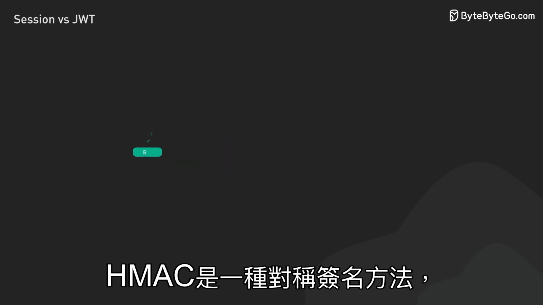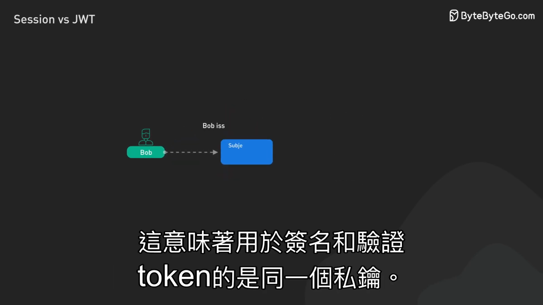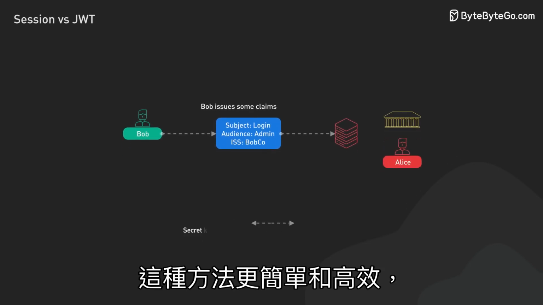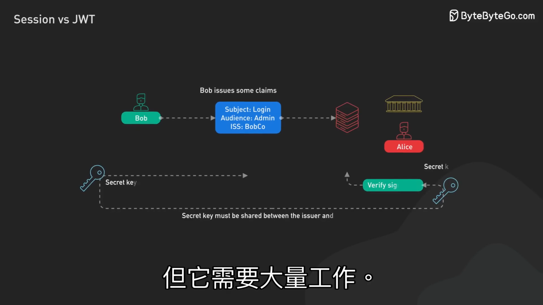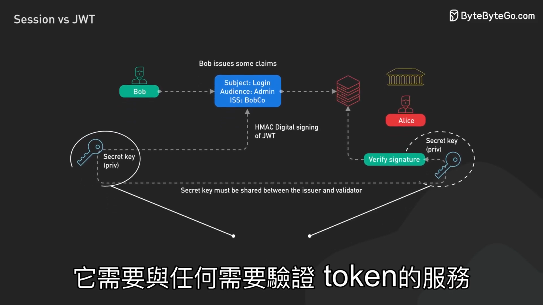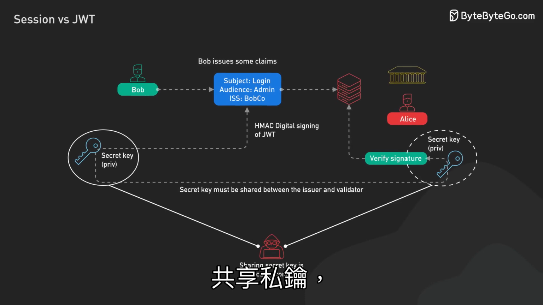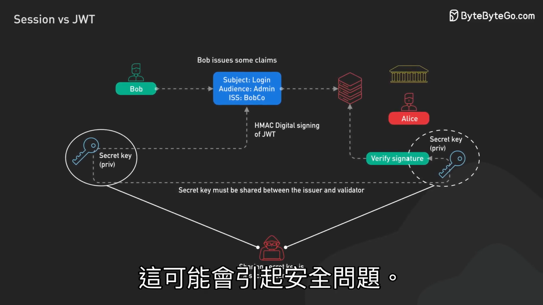For signing JWTs, there are several algorithms available, with HMAC, RSA, and ECDSA being the most common. HMAC is a symmetric signing method, which means that the same secret key is used to sign and verify the token. This is simpler and more efficient, but it requires sharing the secret key with any service that needs to verify the token, which can be a security concern.